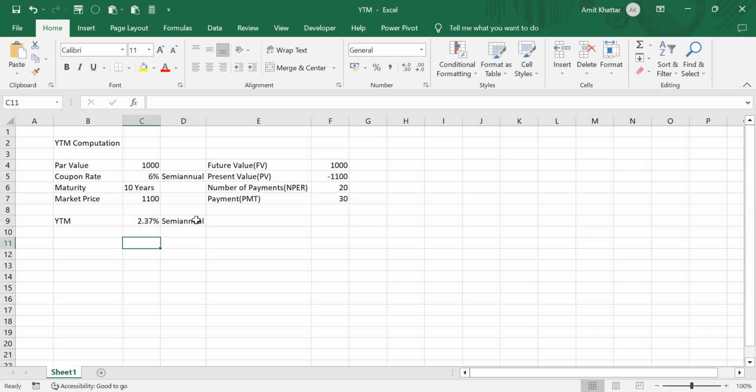If we have to determine YTM annually, that is yield to maturity annually, we take this value and multiply this with 2, converting that to percentage. This is the annual computation of YTM or yield to maturity using rate function in Excel. So I hope this was helpful. Thank you guys for your time.